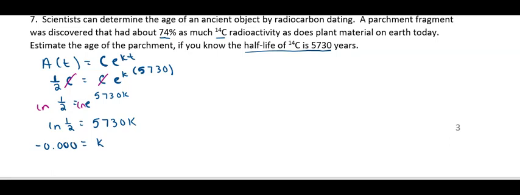0.000. I need to move my k over. I didn't leave enough space. 12097. So that's a big number for k. I recommend just storing that one in your calculator because we need to use it again, but that'd be a lot to type back in. All right, so now we can write our formula because we have our k value now.